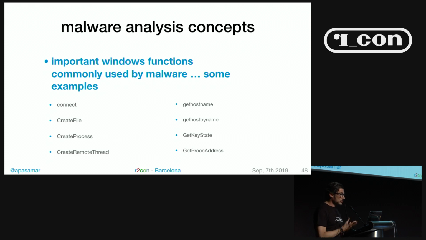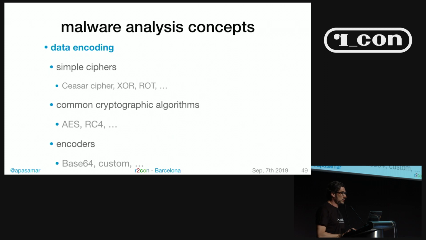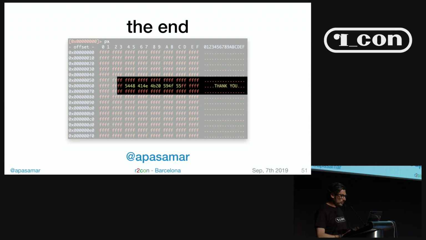It is important to know the typical Windows APIs that can be present in malware. And at least this important part, that is data encoding. Data encoding could be common cryptographic algorithms or custom ones, or the typical Caesar or XOR or ROT or something like that is commonly used, and also other encoders like B64 or a custom one. We have to recognize this in the code. Okay, so let's start with the demo.